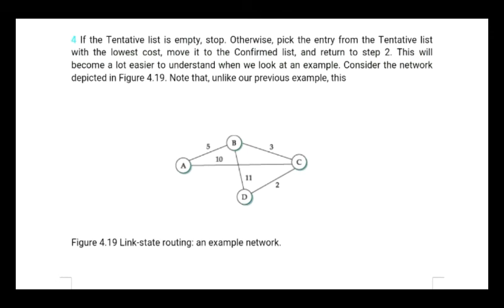So first identify all the possible costs. Among those, you first put them into the tentative list, and then identify which cost is the minimum. Once the minimum cost route is identified, you put it into the confirmed list.